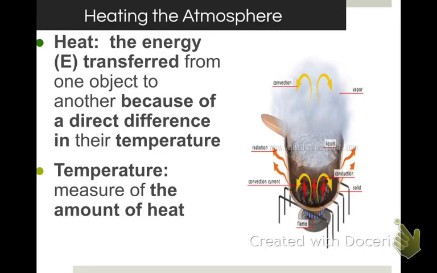Now that we have a good understanding of the different layers of the atmosphere, let's look at what happens once heat enters the atmosphere. So when we're looking at heat, we're simply looking at energy. And you'll notice that I have up here a capital E. This is my abbreviation for energy.